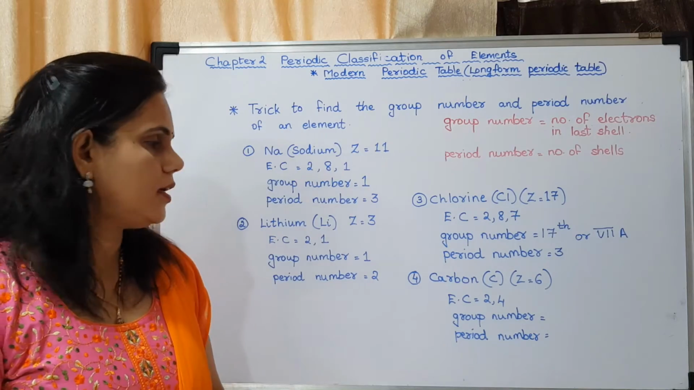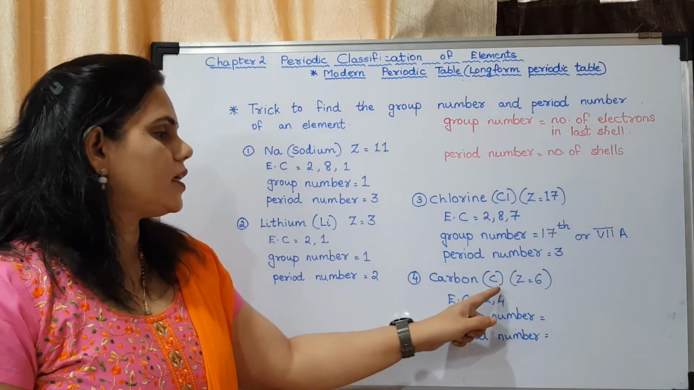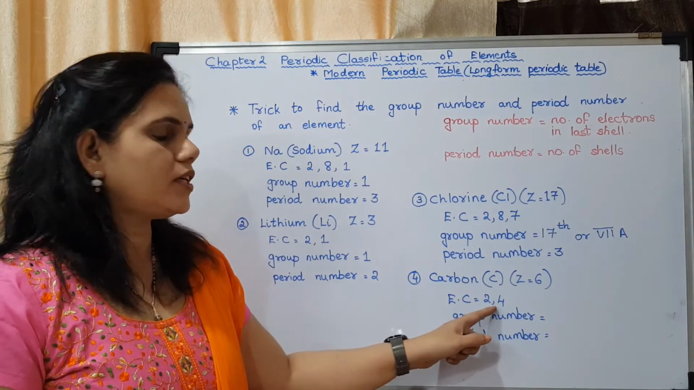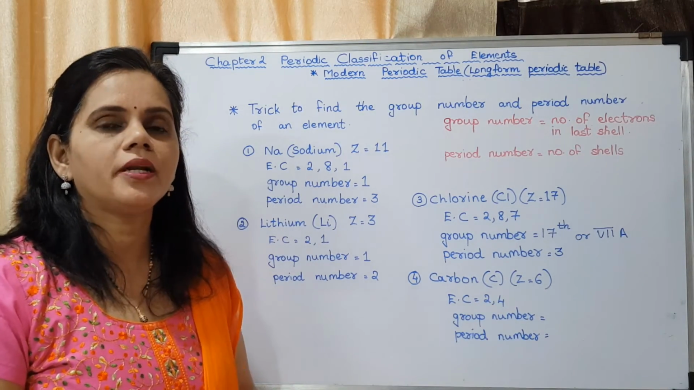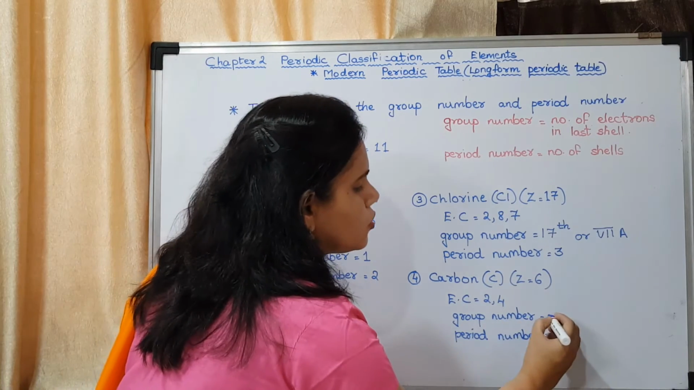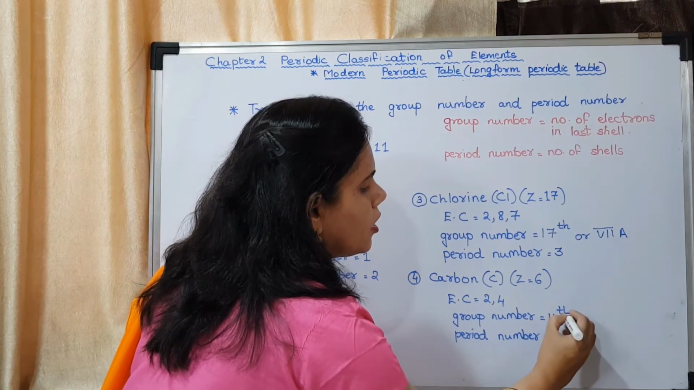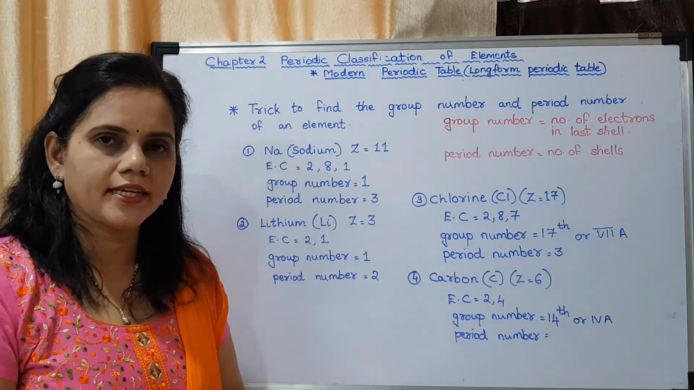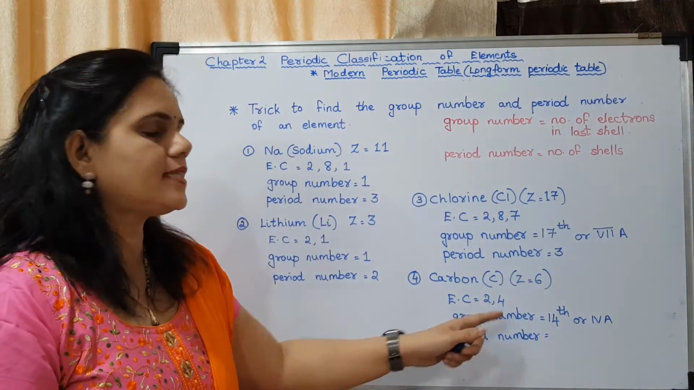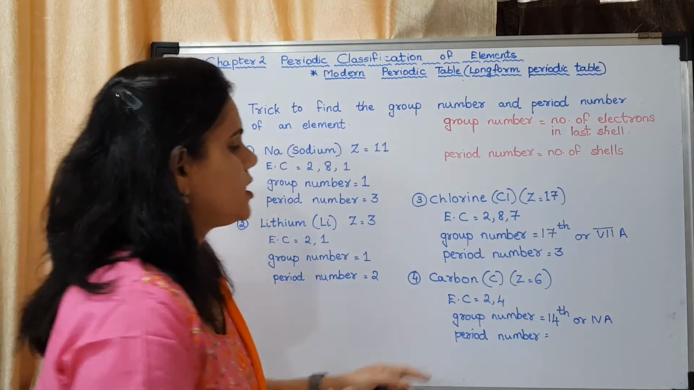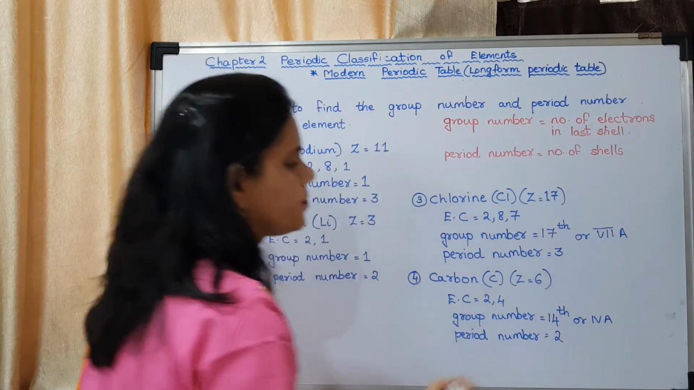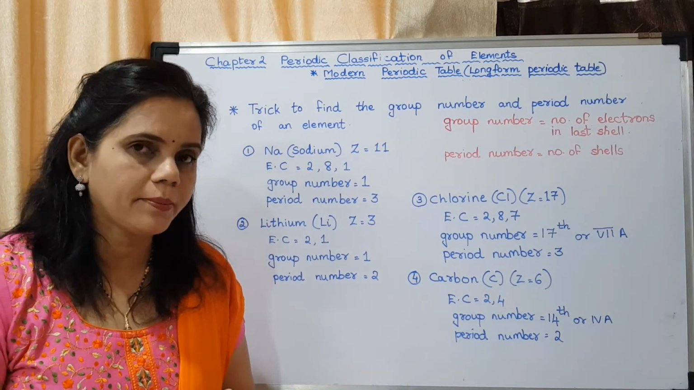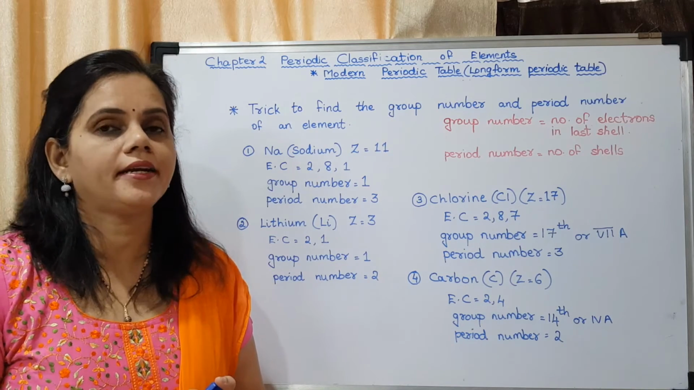Hope you have understood. Now the next is carbon, denoted by C. Atomic number 6. Electronic configuration 2, 4. So it belongs to which group? It belongs to the 14th or 4A group. You may check in the periodic table. How many shells does it have? It has 2 shells, so its period number is 2. Hope you have understood how to find out the group number and period number.